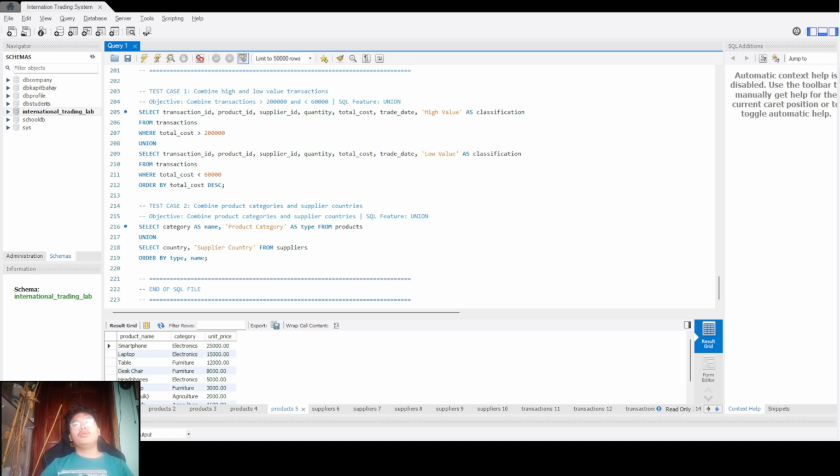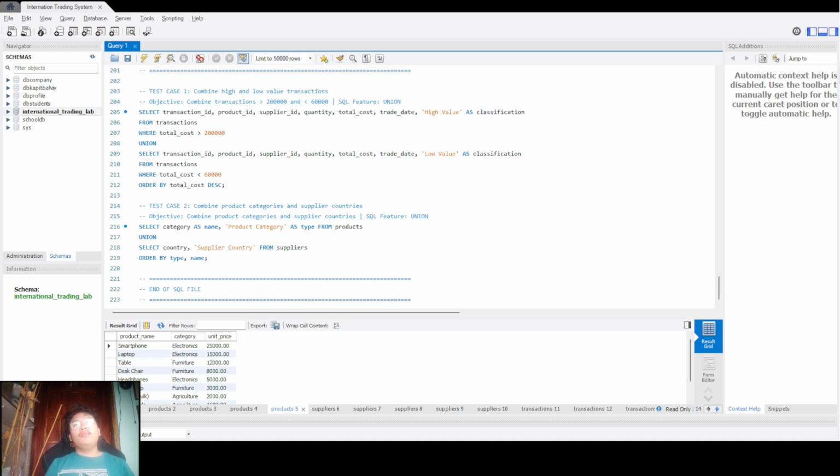Both results show a name and type, either product category or supplier country. So the union works well. The result of this test case 2 shows a combined list of all product categories and supplier countries, labeled by type and sorted alphabetically.